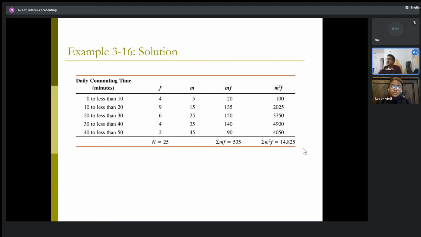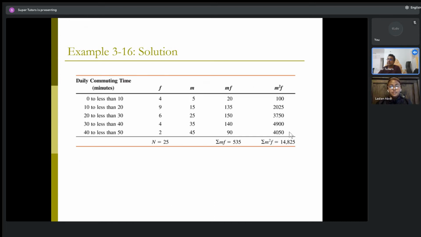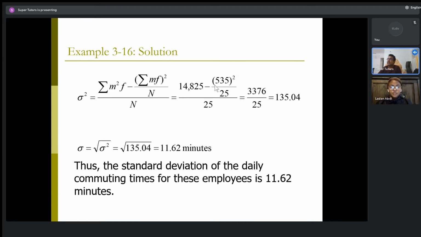Summation of m square f is this number. So sigma square is nothing but the summation of m square f minus summation of mf whole squared divided by n, and the whole thing divided by capital N. Summation of m square f is 14825, minus summation of mf, 535, whole square divided by 25, and the whole thing again divided by 25.